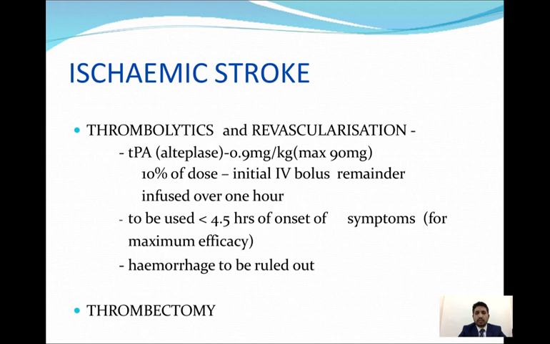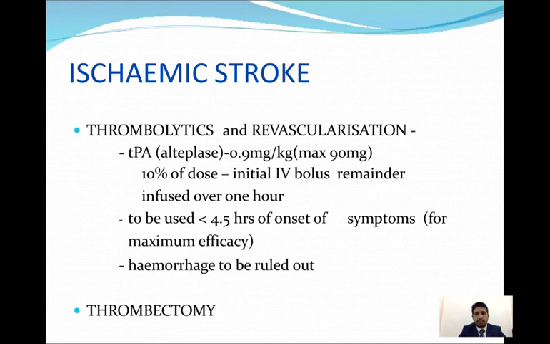So the first treatment of choice is revascularization by either thrombolysis or mechanical thrombectomy. So we give a drug called TPA, alteplase. The ideal time period should be less than 1 hour. That is called the golden hour. Door to needle time should be less than 1 hour. But TPA can be given up to 4.5 hours and in selective cases up to 6 hours.